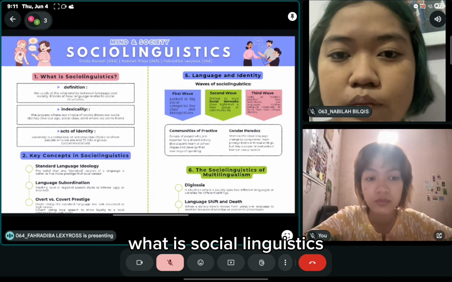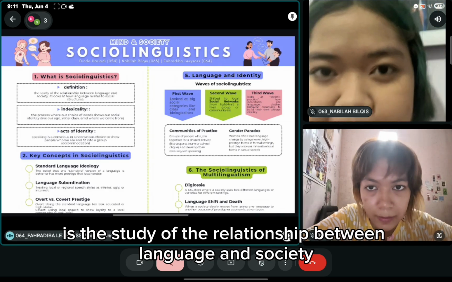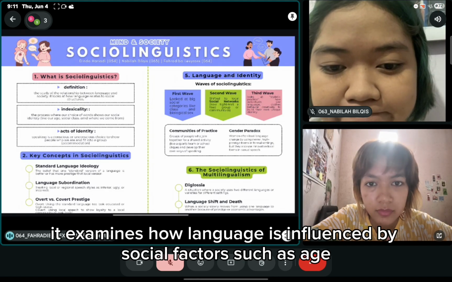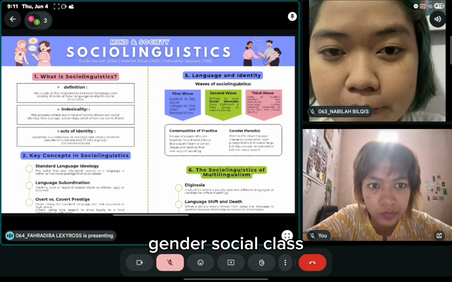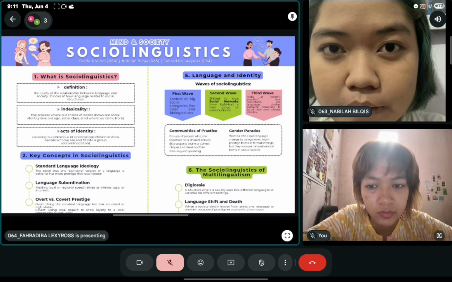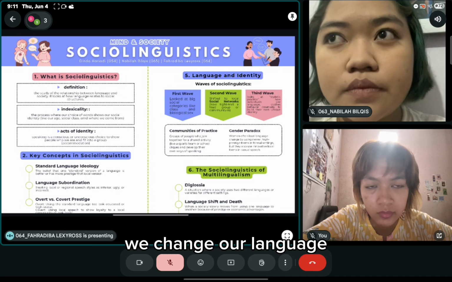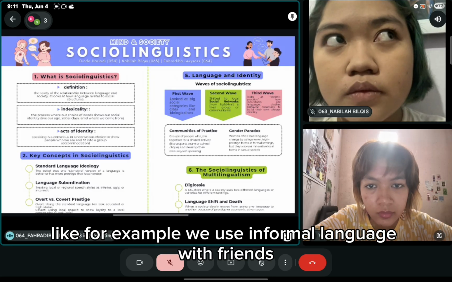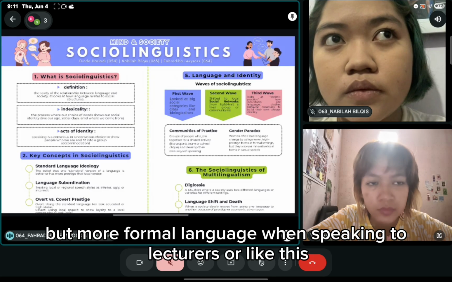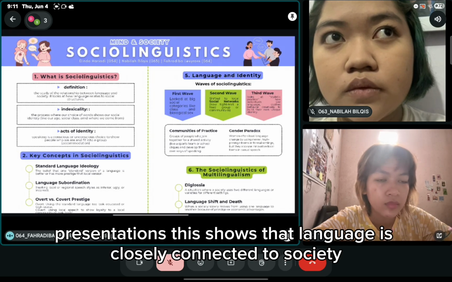What is sociolinguistics? Sociolinguistics is the study of the relationship between language and society. It examines how language is influenced by social factors such as age, gender, social class, education, and culture. In daily life, people do not speak in the same way all the time. We change our language depending on the situation and the people we talk to. For example, we use informal language with friends, but more formal language when speaking to lecturers or in presentations like this. This shows that language is closely connected to society.